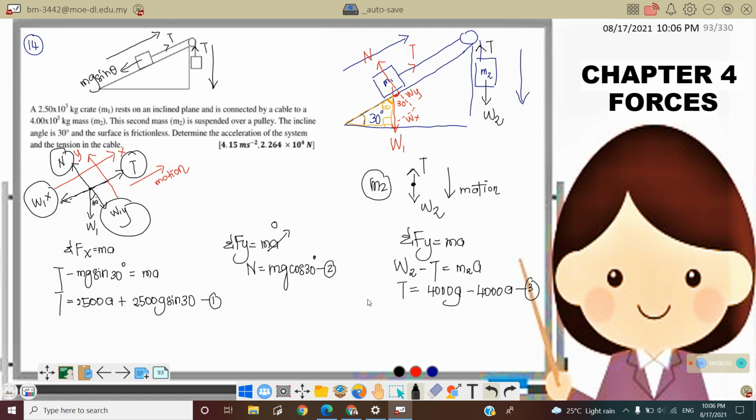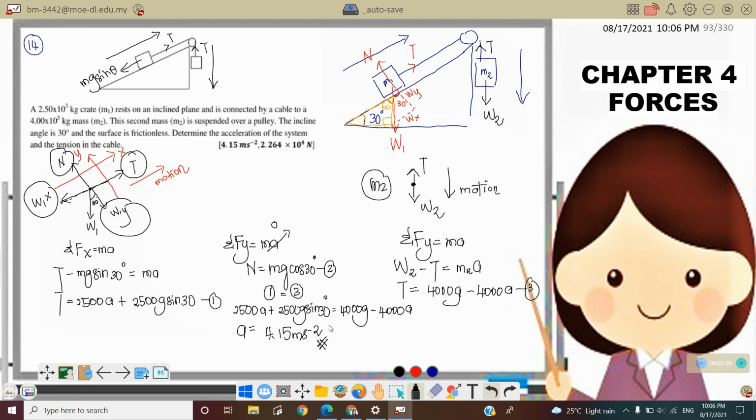Therefore, we can use equation 1 equals to equation 3. We substitute all the values inside, where we have 2,500A plus 2,500G sine 30 equals to equation 3, 4,000G minus 4,000A. For G, you substitute 9.81. Finally, for our acceleration, you will get the answer of 4.15 meters per second squared.